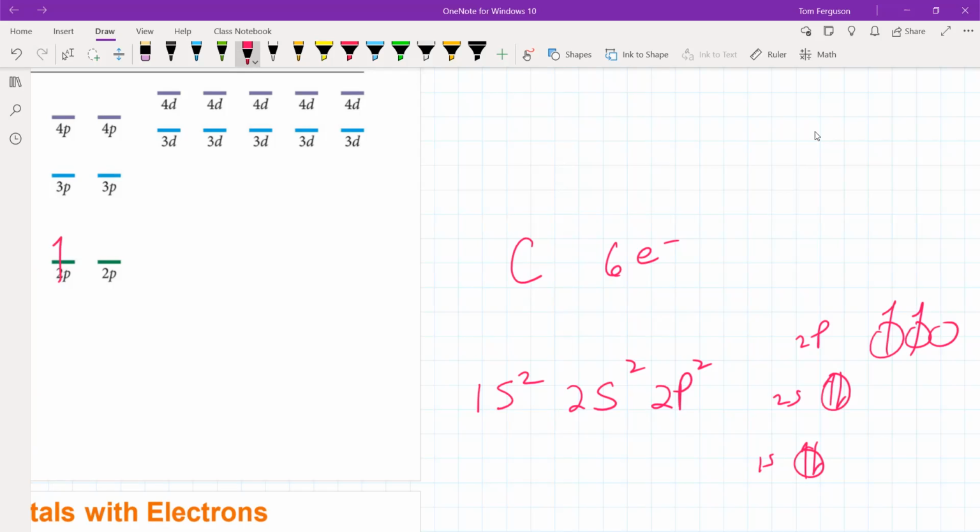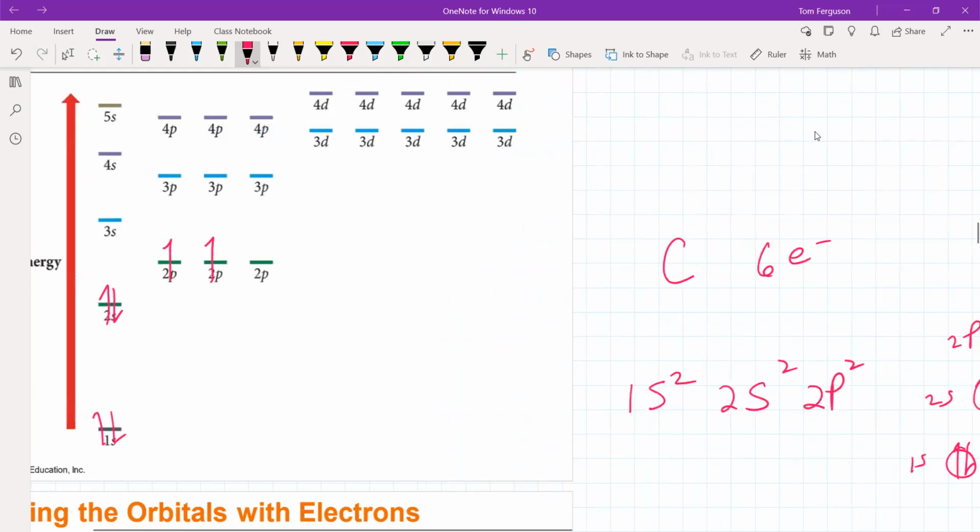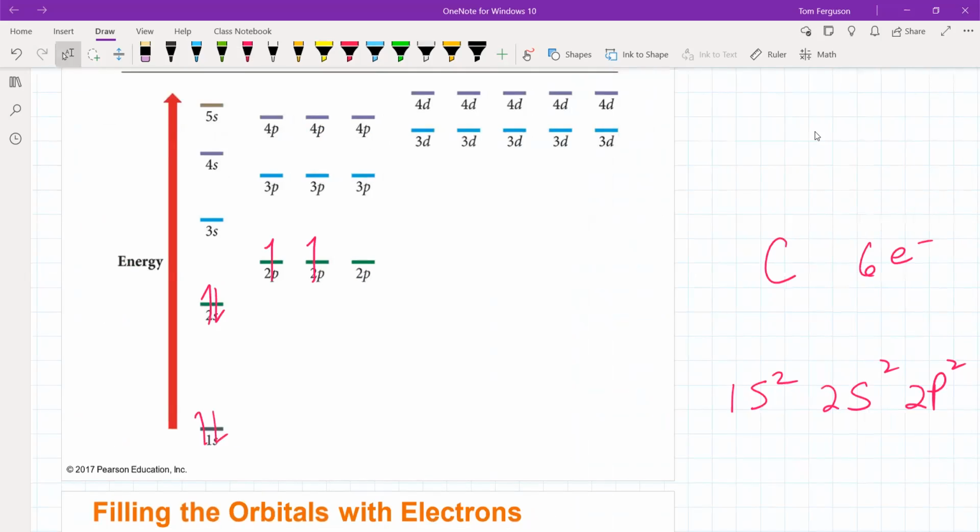Now, why do you go from 2s to 2p? Because the distance of 2p is smaller than the distance of 3s. Yes, we're filling the most stable ones first.